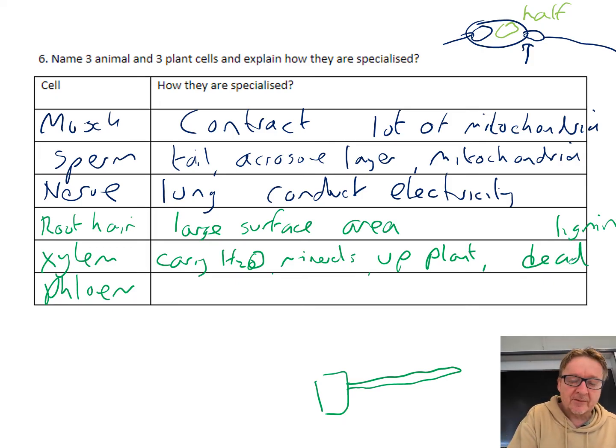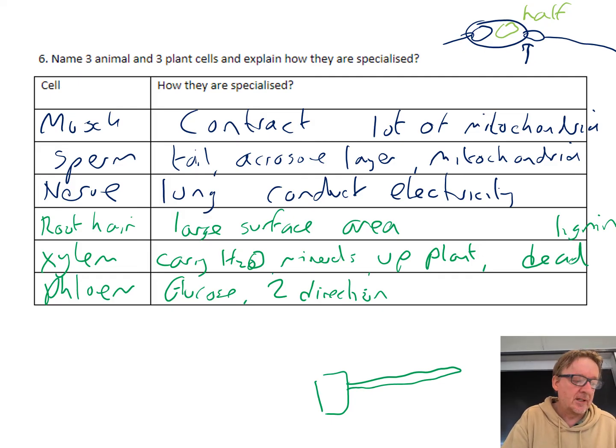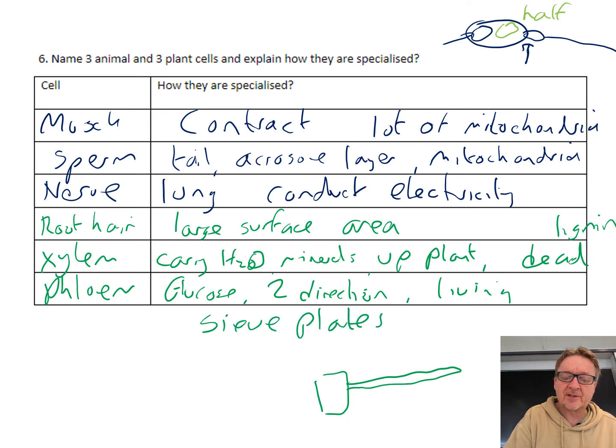Phloem carries glucose plus other things, in 2 directions. So it can go anywhere around the plant. It's living, and it also has things called sieve plates. Those sieve plates are on the end of each individual cell.